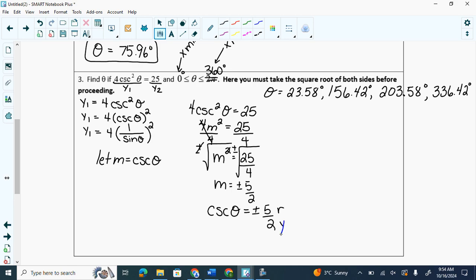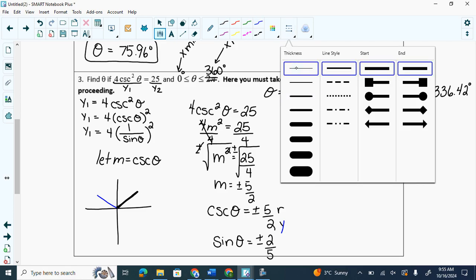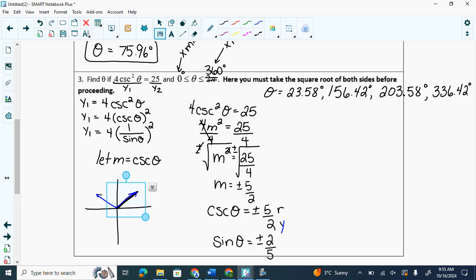Sine theta would be plus or minus 2 over 5, because it's the reciprocal. We agree? So we know if it's plus or minus sine, I have an angle here and here for positive sine, and an angle here and here for negative sine, so I'm going to get 4 answers, correct? The positive signs result in the top 2 quadrants. Negative signs result in the bottom 2 quadrants.